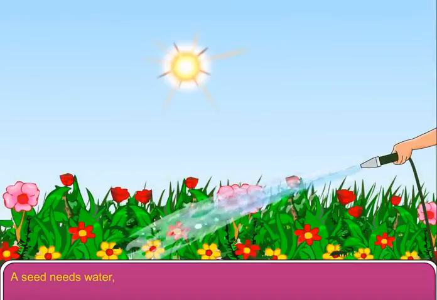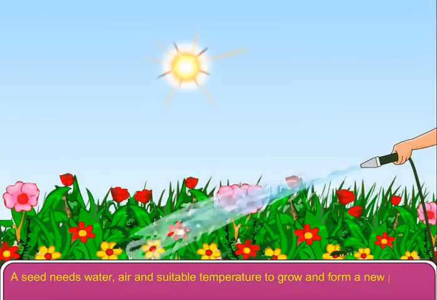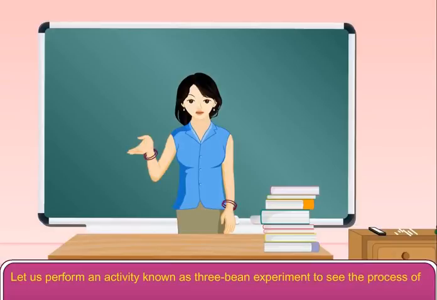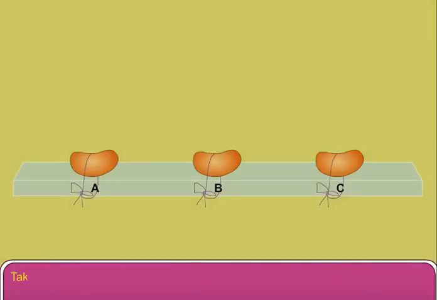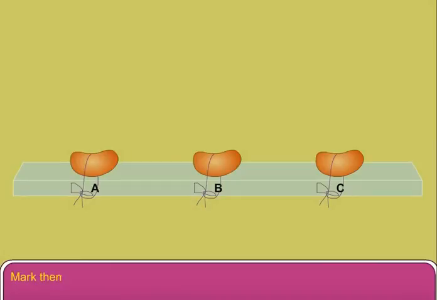A seed needs water, air and suitable temperature to grow and form a new plant. Let us perform an activity known as the 3-bean experiment to see the process of germination. Take 3 bean seeds and tie them separately at some distance from each other to a glass strip with threads. Mark them as A, B and C.